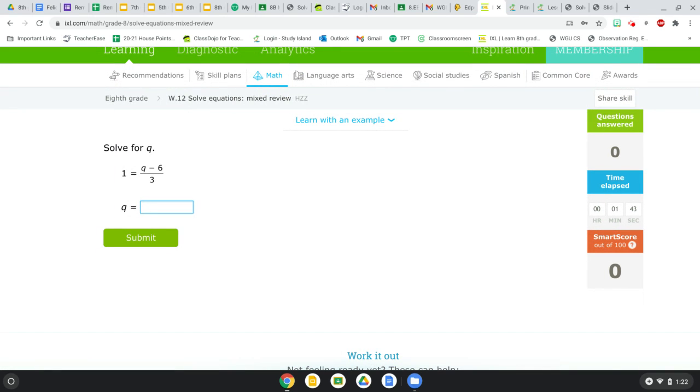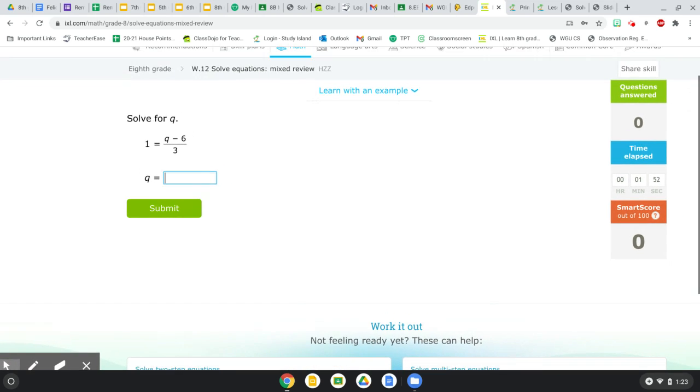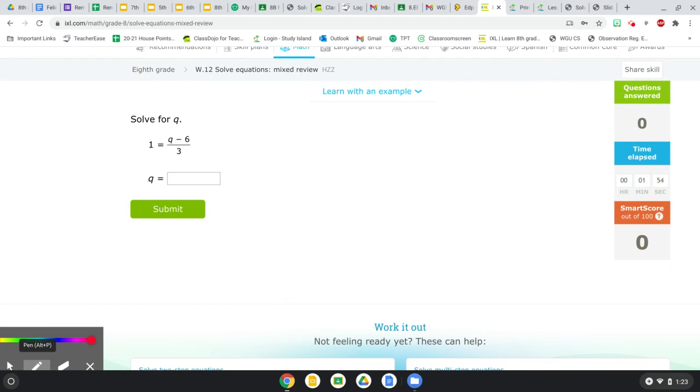Since we're getting more into solving more elaborate equations, I wanted to go through some examples. This is 8th grade W.12, as you can see up here. Here is an example of an equation that we haven't really gone through yet. So this is a little bit new.